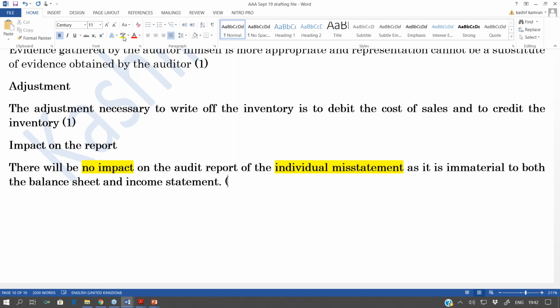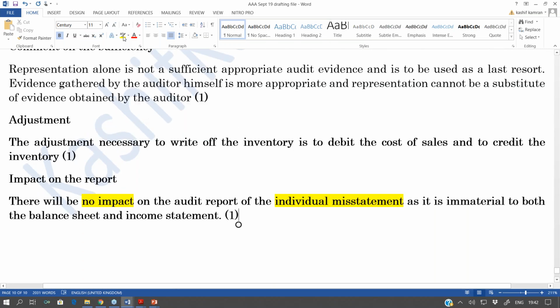So how many marks are we getting for that? 1. Yes, even if it is material to one, there will be an impact. But in this case, it's immaterial to both, right? Had it been material to one, there would still have been an impact on the audit report, right? So have we got our 3 marks? Now we need to write the final thing, which is procedures.